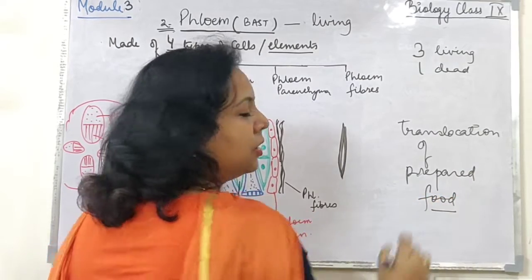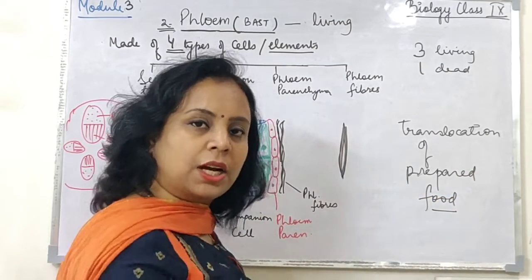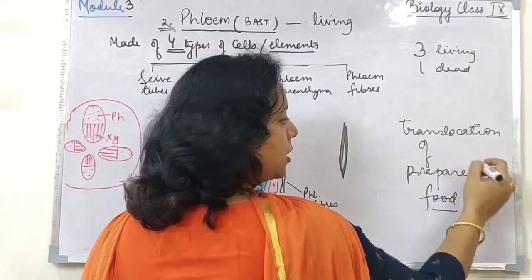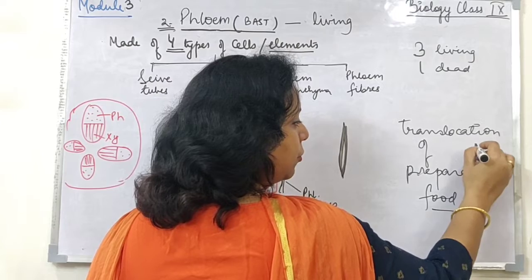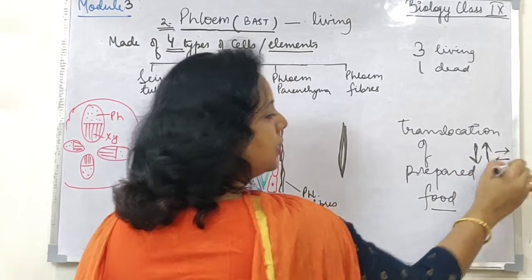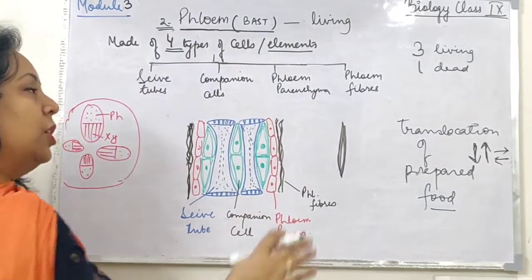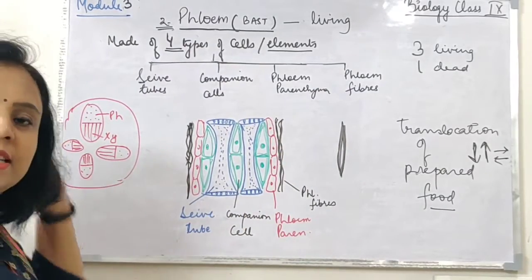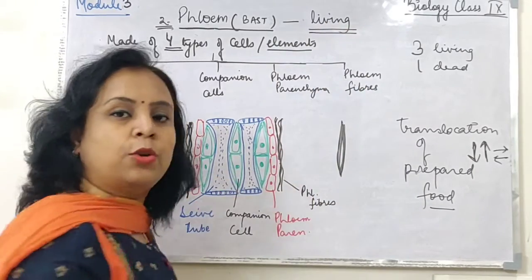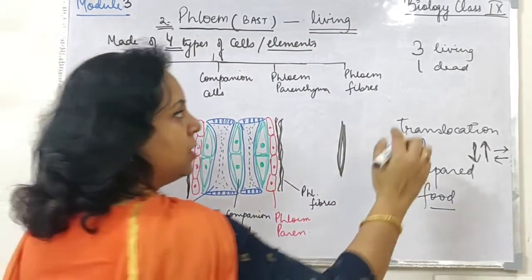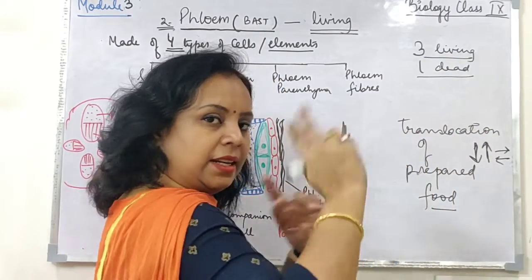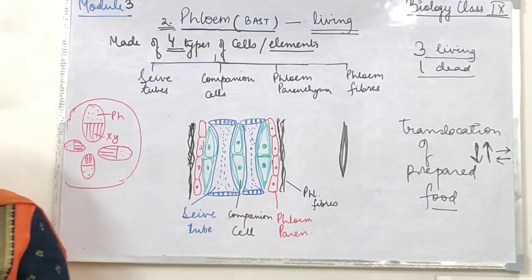We saw the xylem was responsible for the upward conduction of water and minerals. Phloem is responsible for the translocation of prepared food downward, upward, as well as sideward, meaning in all directions. Now, I told you that by and large xylem is a dead tissue. Over here, by and large phloem is a living tissue because three elements are living and one element is dead. Just the opposite of xylem.